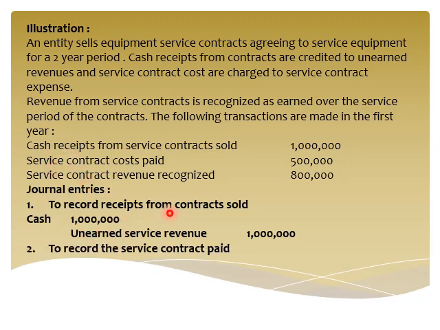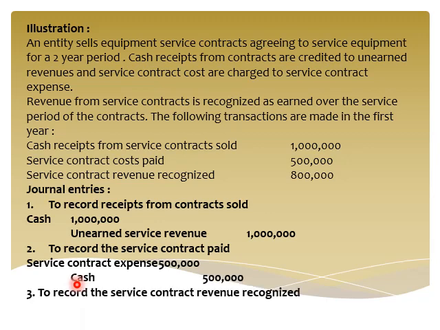Number 2, to record service contract paid. Again, service contract costs are charged to service contract expense. So, to record, debit service contract expense of 500,000 and credit cash of 500,000.